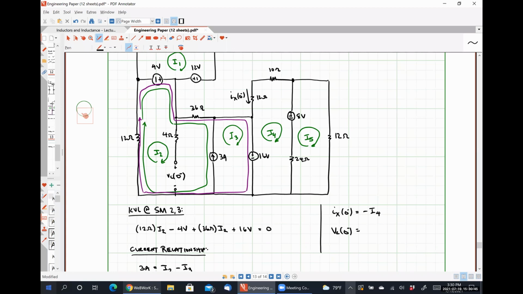So if we're going to do mesh, we shouldn't do mesh and nodal. We should be able to relate VC to our mesh currents as well. So let's talk about how I might do that real quick. I can say pretty easily that no current is flowing through my 4 ohm resistor. Does everybody agree with that? Yes, sir. All right. So the positive polarity terminal of my capacitor voltage can be thought of as this node up here. Does that seem reasonable?